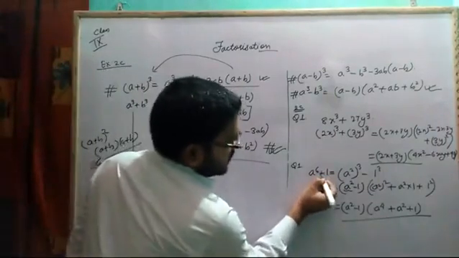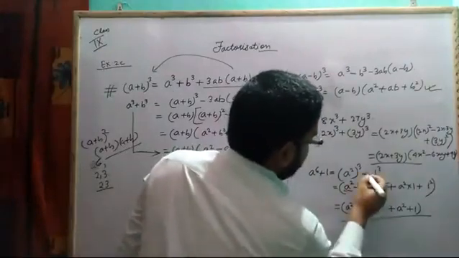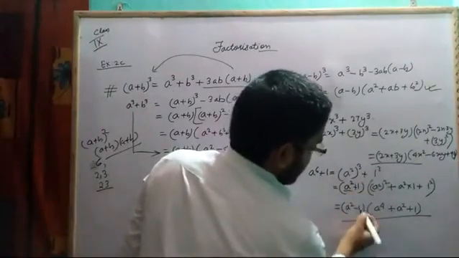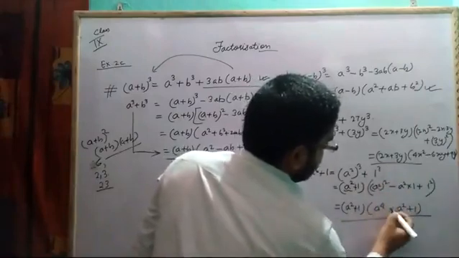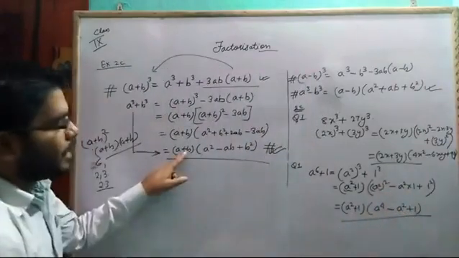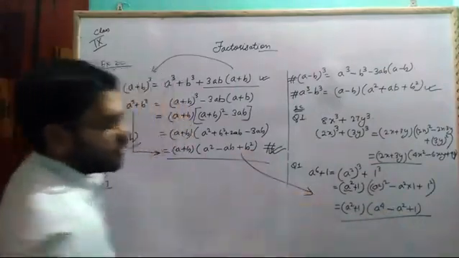The question says it is plus. So no problem. Again we will be having the same thing. Here we can write plus. Here we will write plus. And as per the formula, this will become negative, because we are going to apply the (a plus b) whole cube formula.